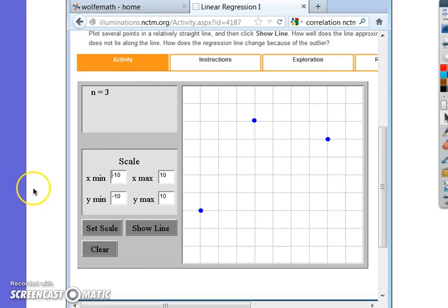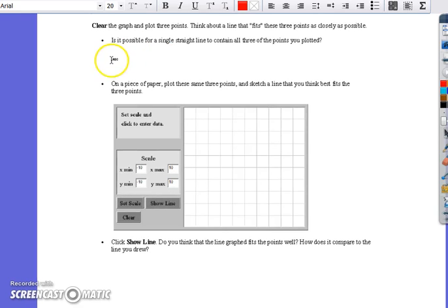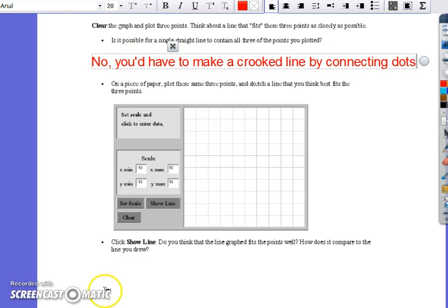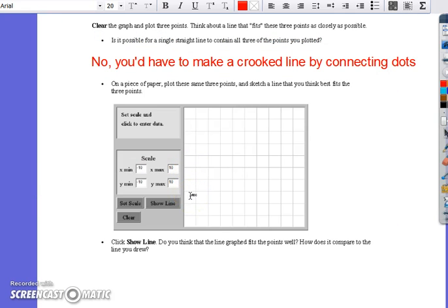So it says, number 1, is it possible for a single straight line to go through those 3 points? And the answer is, of course, no. You'd have to make a crooked line by connecting dots. Go ahead. All right, so it's asking about this graph here. These three plots, is it possible to make a line that goes through those? No, it's not. And then let's duplicate the graph down here on a piece of paper, plot these 3 points, and sketch a line that goes through.